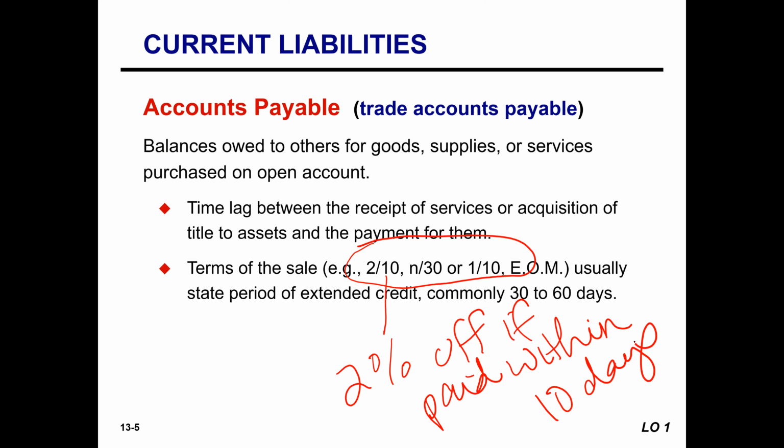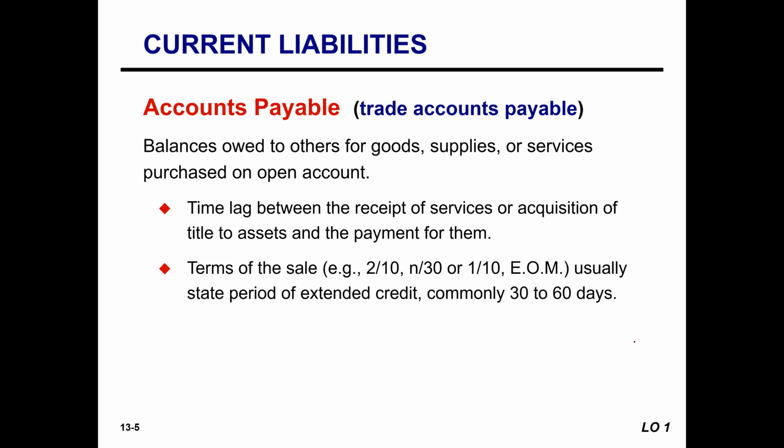Right? 2% off if paid within 10 days. Net amount due, N/30, net amount due in 30 days, or 1/10, 1% off if paid within 10 days. EOM again, end of month. And usually, just like it shows here, if we're extending credit to a customer, or a vendor or supplier is extending credit to us, common pay arrangements are like it's due in 30 days or it's due in 60 days, right?